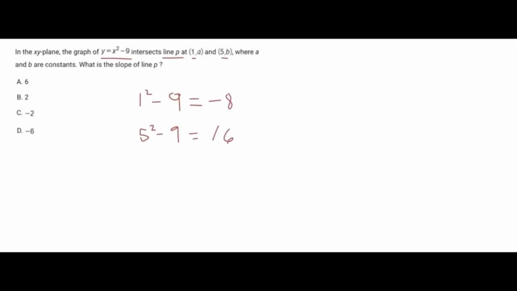But they want to find the slope of line P. So that's just rise over run, or change in y over change in x. Our change in y is from negative 8 to positive 16, so that's a difference of 24, and 24 goes on top for our change in y. Our change in x is between 1 and 5, a positive change of 4. So ultimately our slope is 6, and so our answer choice is letter B.